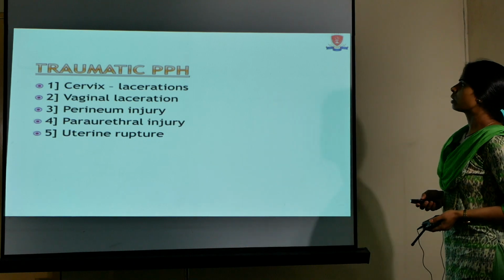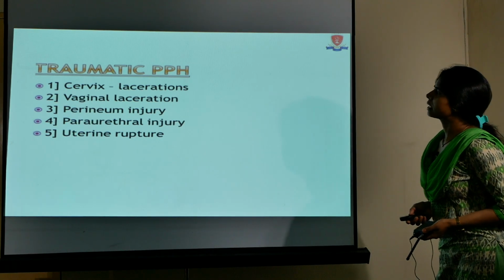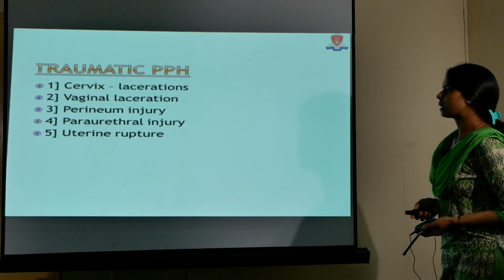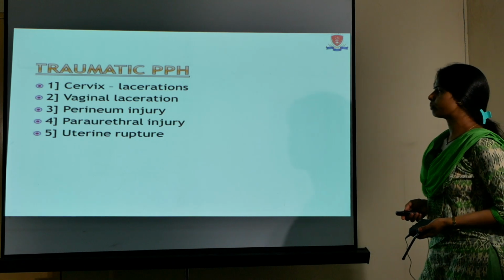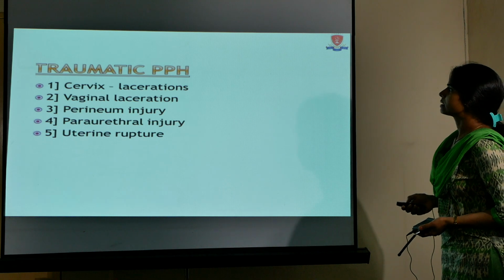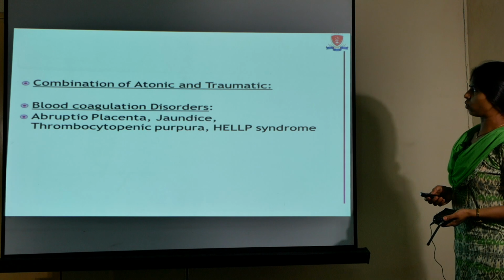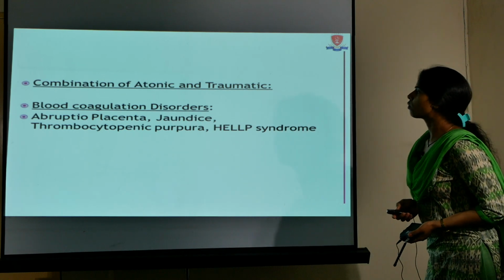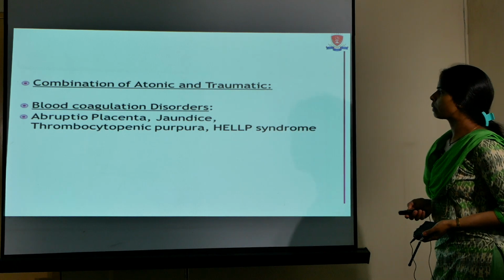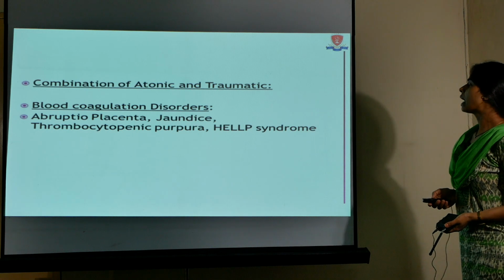Traumatic PPH is caused by laceration of the cervix, vaginal laceration and perineal injury, any periuterine injuries, and in some cases uterine rupture causing trauma of the pelvis. The third cause is a combination of atonic and traumatic causes. The fourth cause is blood coagulation disorders, which may occur in abruptio placentae, jaundice patients, thrombocytopenic purpura patients, and HELLP syndrome.